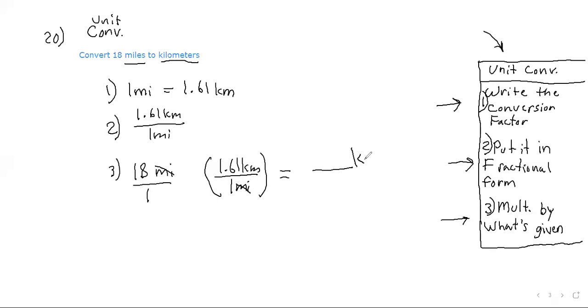So we're just going to end up with the kilometers on top. Now we're going to do the numbers and multiply across the bottom and multiply across the top. On the bottom, we have 1 times 1 is 1. On the top, we have 18 times 1.61, which gives us about 28.98 kilometers. And finally, anything divided by 1 is itself. So our answer is 28.98 kilometers. And there we go.